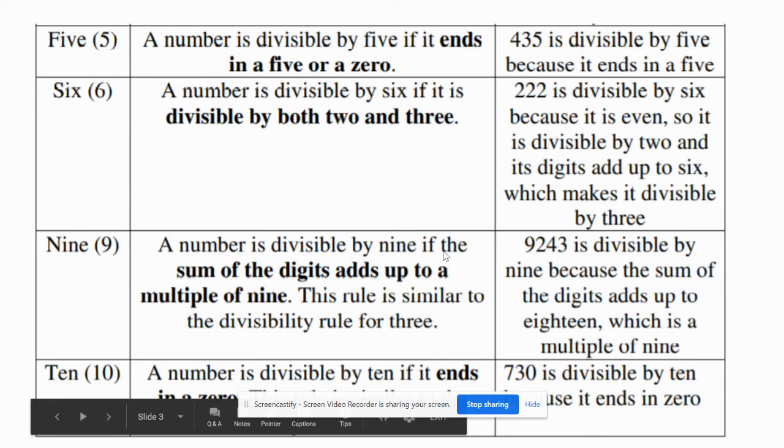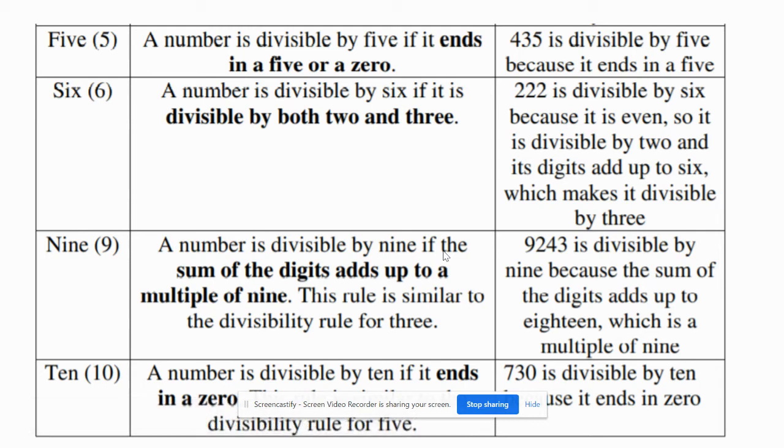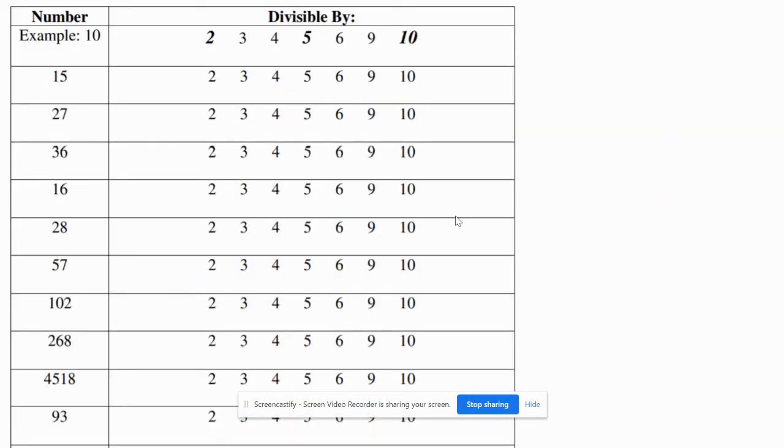Notice there's not a shortcut for 7s. 7s just continue to be one of those things that you kind of just have to know, or just start and see if it's divisible by the other numbers, and you might end up with a 7 as your quotient. So let's look at a few together, and then I'm going to end the video.